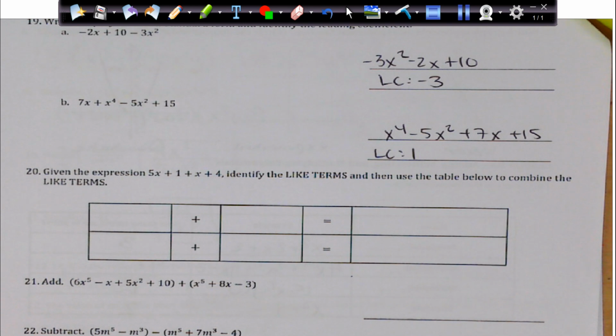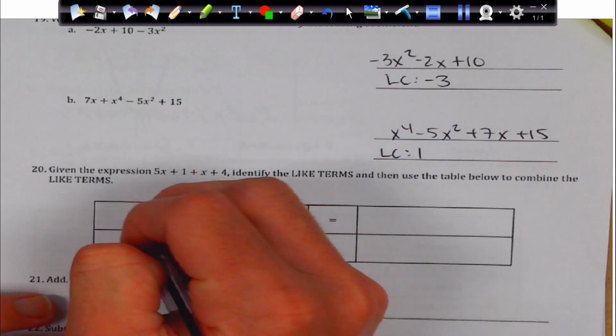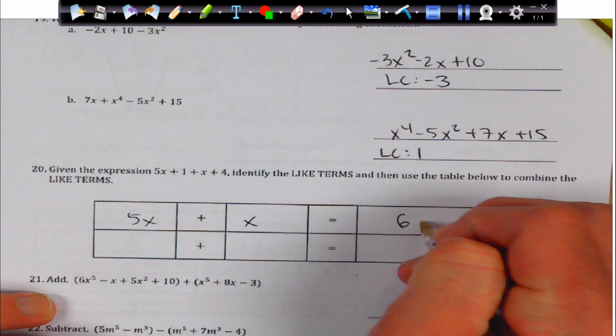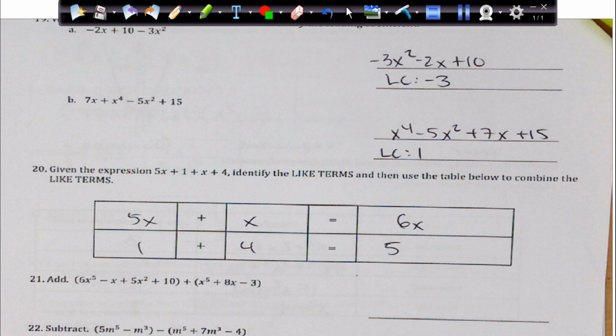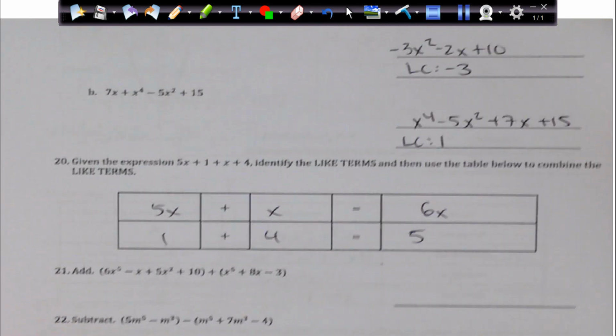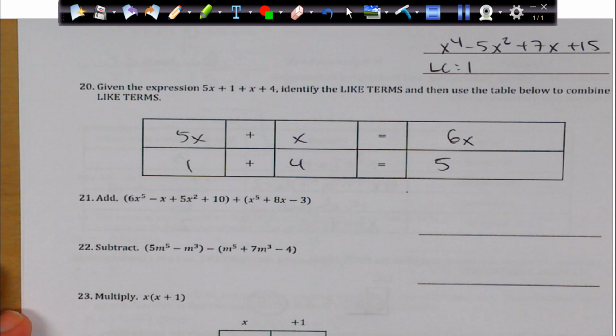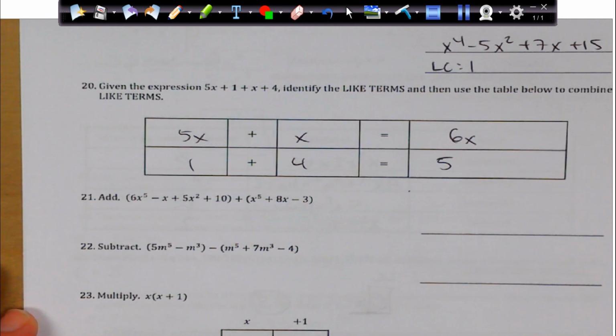Number 20, we have these pieces, combine the like terms. Well, 5x and x would go with each other, and that would make 6x. 1 and 4 go with each other, and that makes 5. And that, if I'm being honest, has to be the easiest problem on here. Okay. Add. So here we just want to combine like terms.